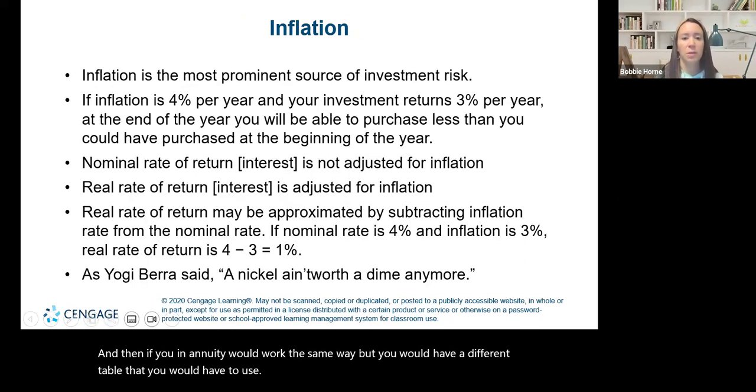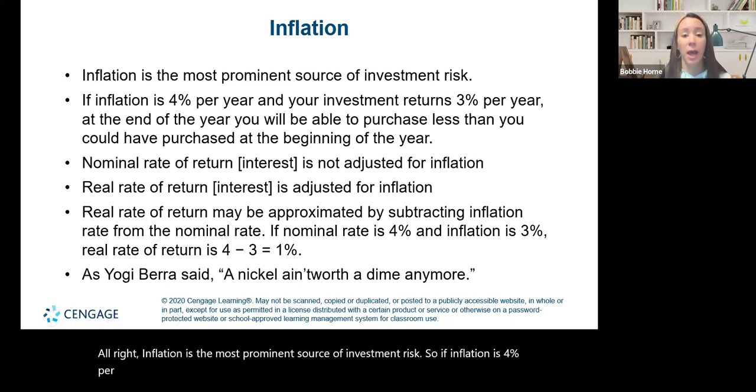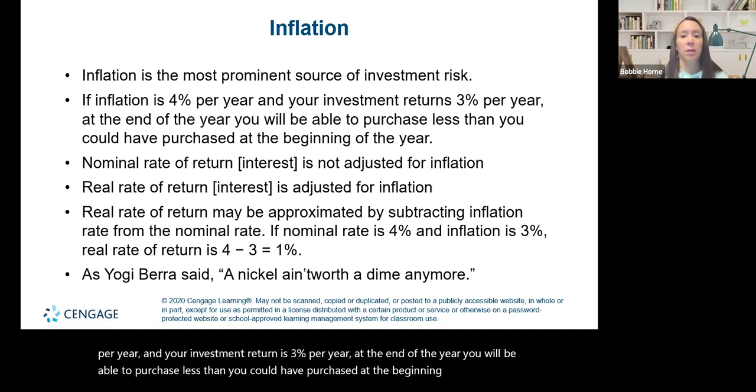All right. Inflation is the most prominent source of investment risk. So if inflation is 4% per year and your investment return is 3% per year, at the end of the year, you will be able to purchase less than you could have purchased at the beginning of the year. Okay.